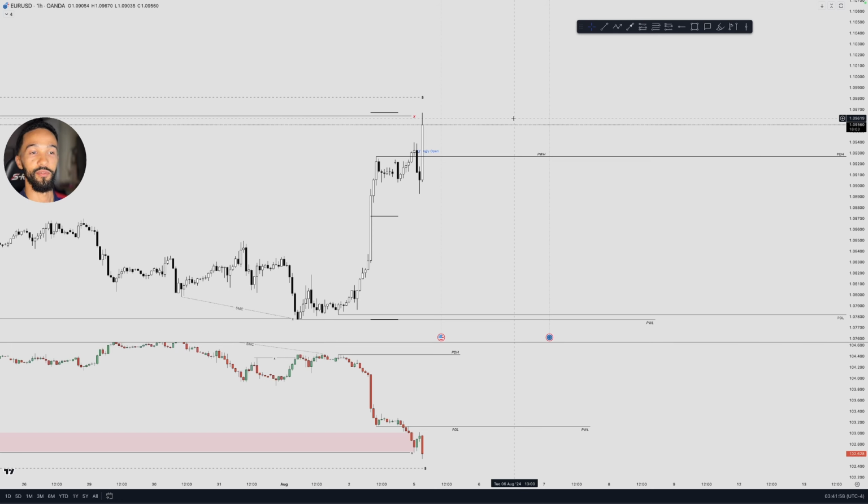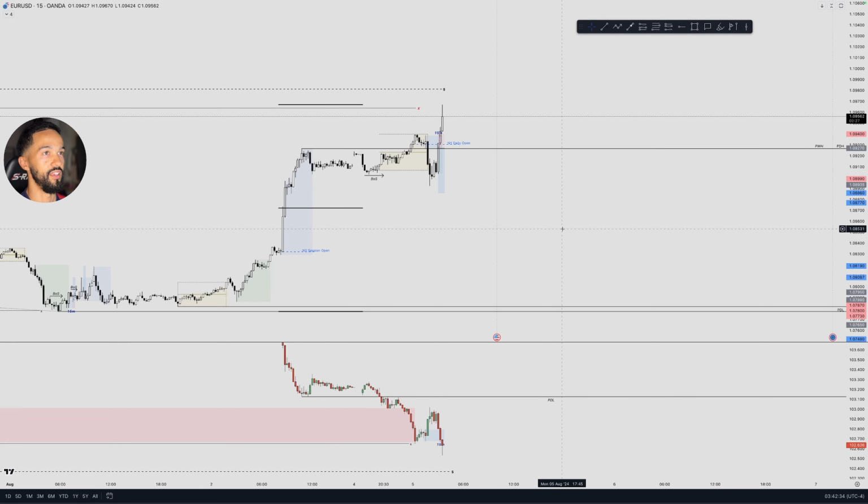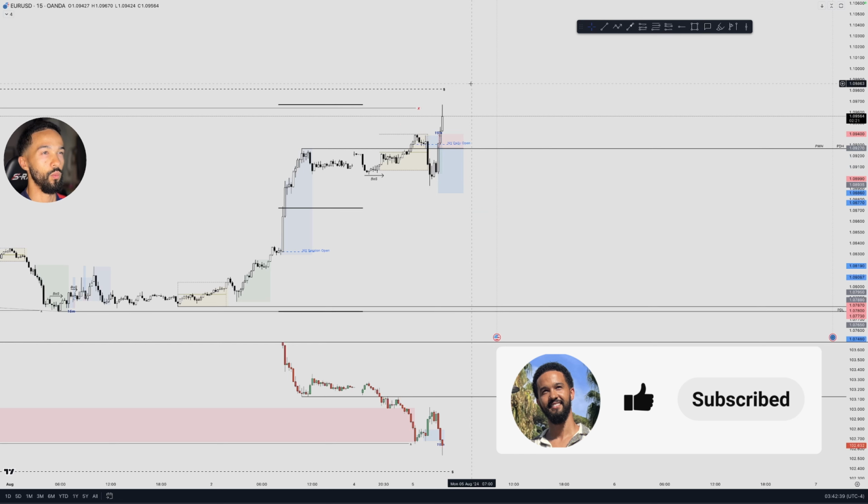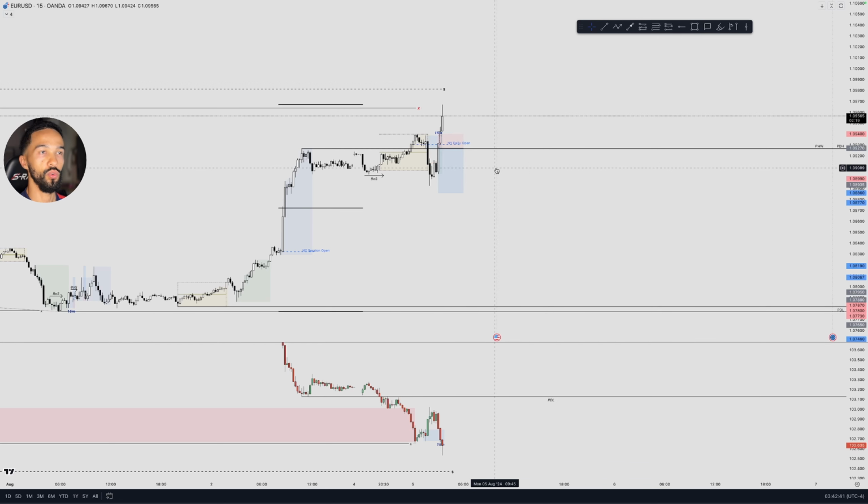So let's go down to the M15 and see what opportunities may be available for today. Here we are on the M15, and just as you can see drawn out here, there was an early short looking opportunity on EU. So we'll go through that.